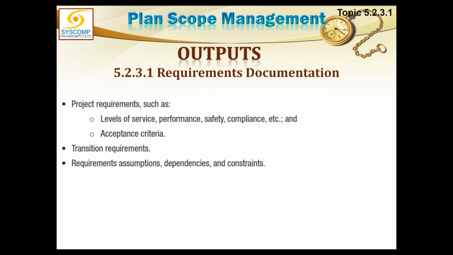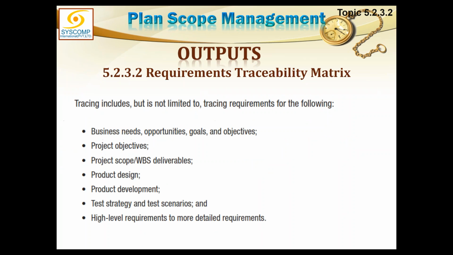Requirements documents, again, the same thing I have discussed already. Traceability matrix I've also explained to you. Tracing includes, but is not limited to, tracing requirements for many purposes. Following are the reasons: tracing requirement to the business need, the opportunity, goals, or objectives; tracing requirement to the project objective; tracing requirement to the scope and WBS of the deliverable; to the product design, to the product development, to the test strategy and test scenario. So your requirement must be connected with lot many things. Why are we connecting my requirements to all these? Because if tomorrow this requirement changes or completely eliminates, then I will see which are the things that have been impacted or not.